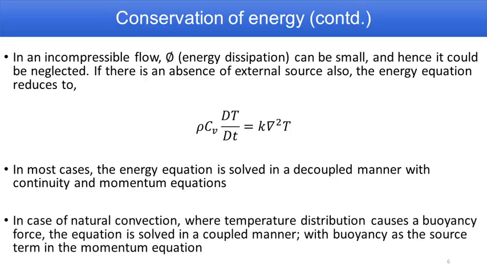But in a problem where there is natural convection, where the temperature distribution causes a buoyancy force, this procedure is not applicable. We need to solve the energy equation in a coupled manner with the momentum equation, because in a natural convection problem, buoyancy force acts as an external source term in the momentum equation. Hence, we have to solve the energy equation as and when we are solving the momentum equation, since it feeds back as a source term in the momentum equation.